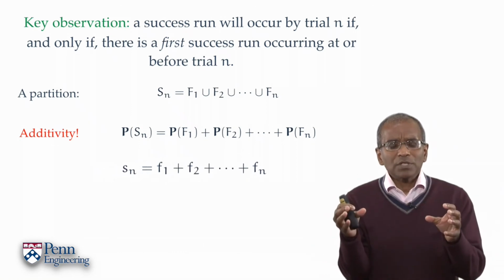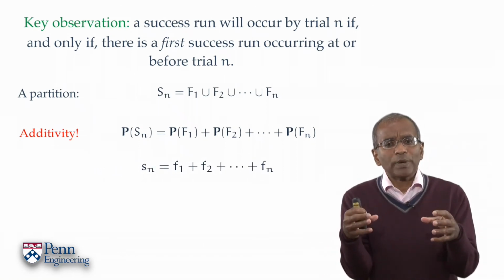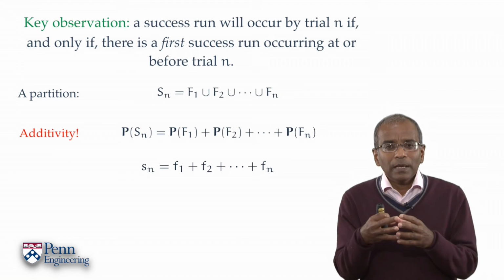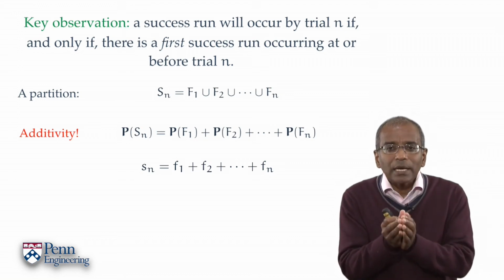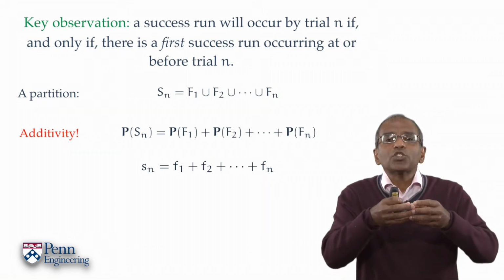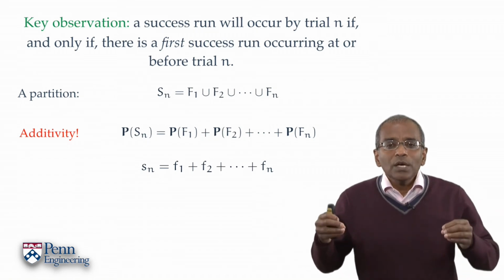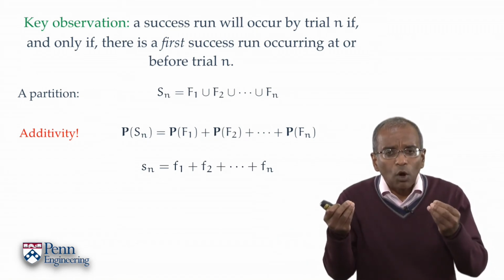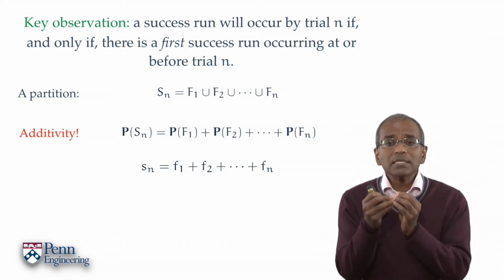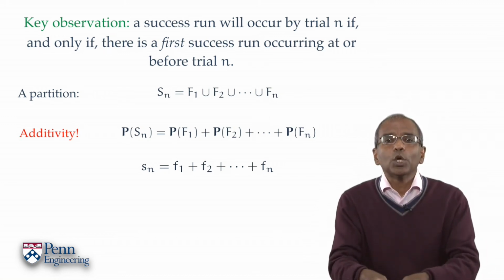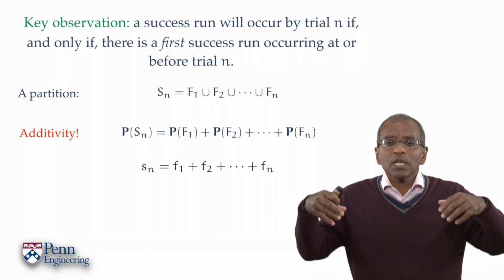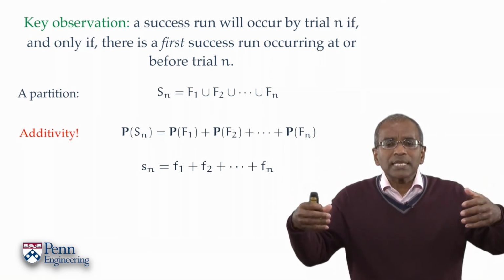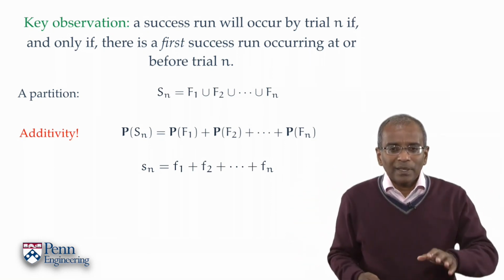We spent a fair amount of time on what in retrospect will appear fairly simple. But the idea of linking a success run somewhere in a sequence to first success runs is not immediately obvious. And it is this key idea that allows us to open up the problem. And therefore it is worth spending time on it, relishing it, understanding it.